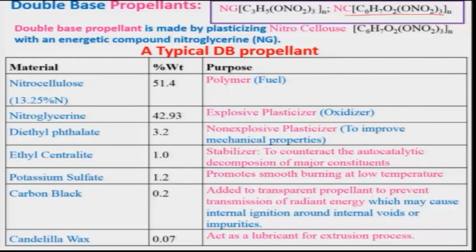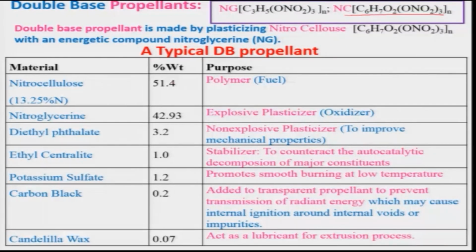Of course, the constituents will be different depending on the design being used for a particular application. If you look at this example of double base propellant, nitrocellulose with 13.25% nitrogen, basically 51.4% by weight, is being used, which acts as a fuel, and we call it basically a polymer. And nitroglycerin is used at 42.93%, which acts as a plasticizer, and also as an oxidizer. It is an explosive plasticizer.